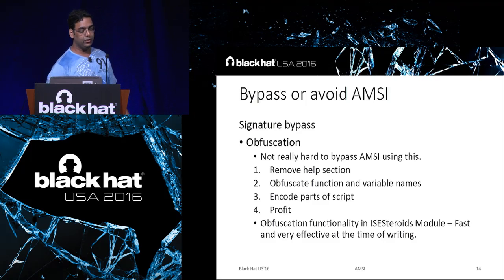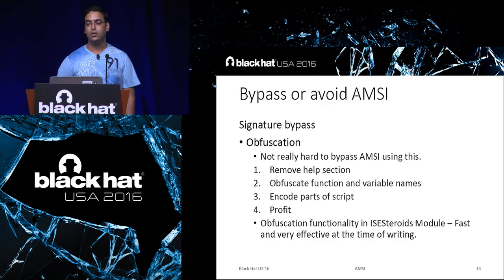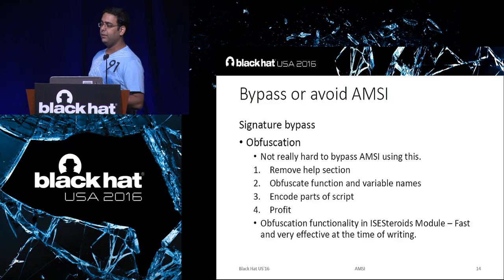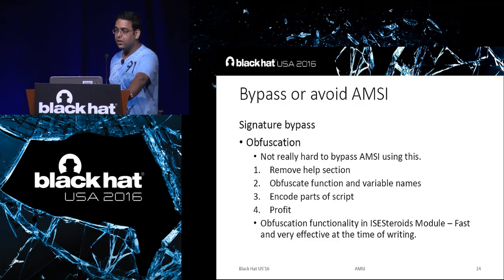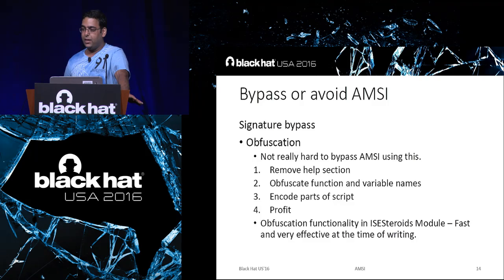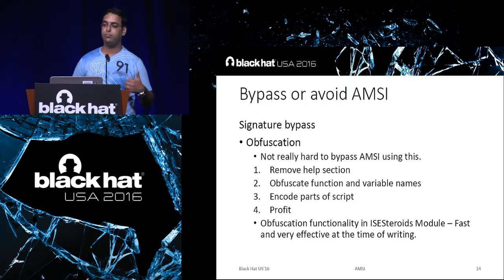So this is how manual obfuscation goes. Remove the help section. Obfuscate function and variable names, maybe just replace them with weird characters or just numbers. Then encode parts of the script. That was actually surprising for me, because it was claimed that AMSI has additional calls if obfuscation or encoding techniques are being used. It may be that I understood that in a different way. But that's the third thing. And then profit, the script will not get detected.